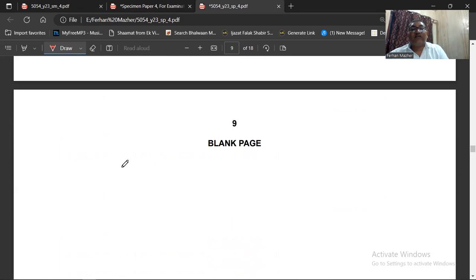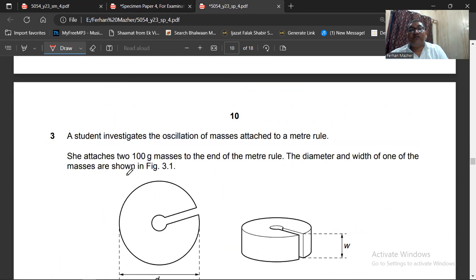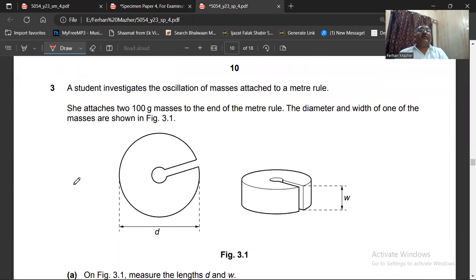So we are going to the next question, question number 3, which we are studying now. A student investigates the oscillation of masses attached to a meter rule. They will take a meter rule, put a mass on it, and make the meter rule vibrate. They hold the meter rule so it will vibrate, and note down the time period for that vibration.